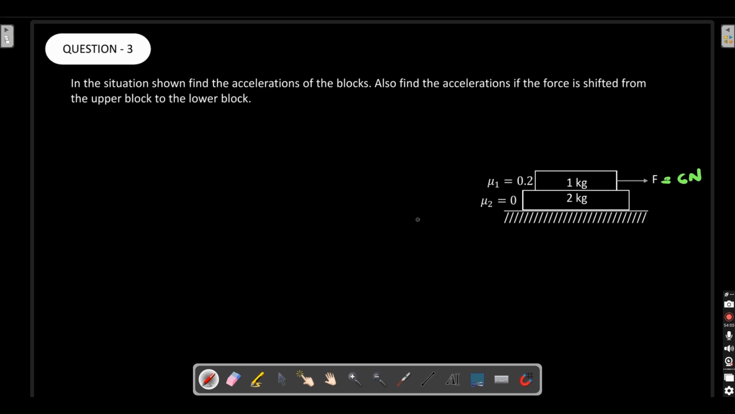Now let's solve question number 3. This is a very simple question. Based on the previous questions, if you compare this question, this is of mains level. In the situation shown, find the acceleration of the blocks. Also find the acceleration of the block if the force is shifted to the upper block. They are telling you to find the acceleration of the blocks.